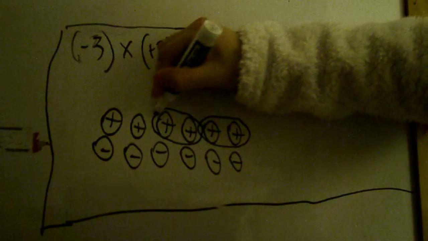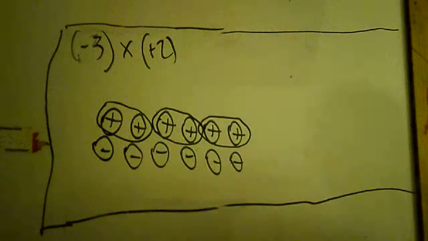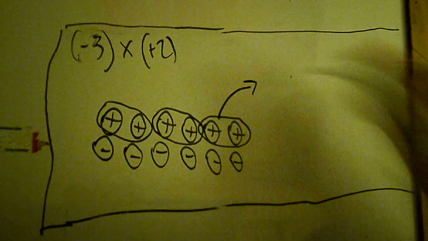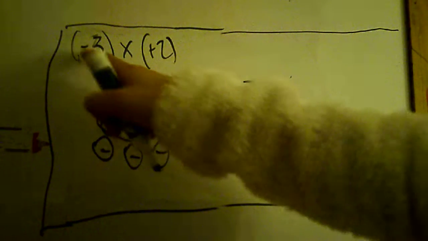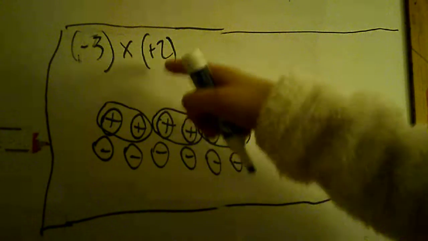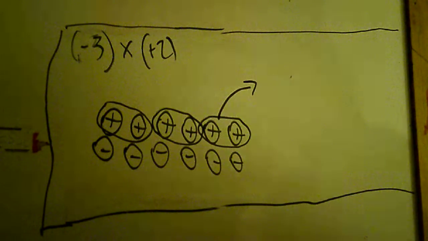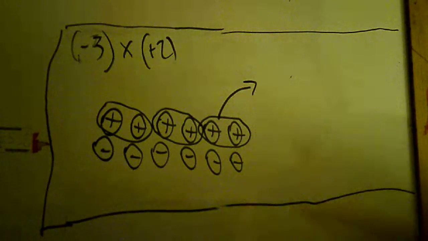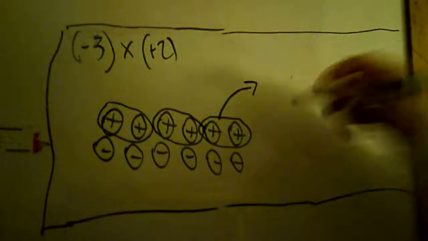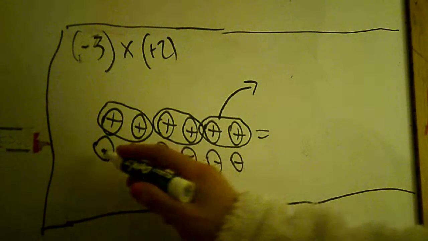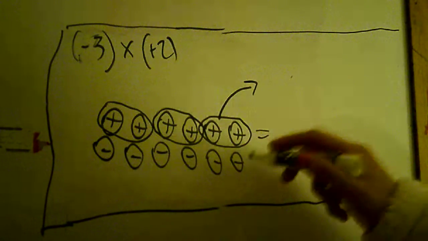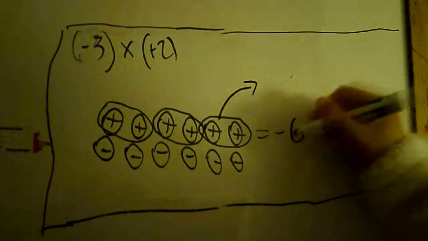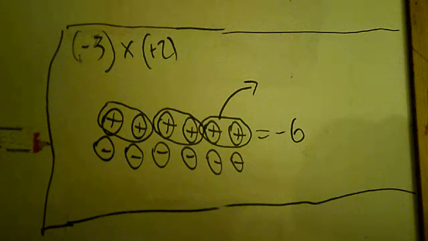For doing that, I need to imagine this is one group because there's 2 positives. This is a second group. And this is a third group. And I remove them. Why I'm doing that is because I need to remove 3 groups of positive 2. Then I look at what's left, and I get 1, 2, 3, 4, 5, 6. Negative 6. So the answer should be negative 6.